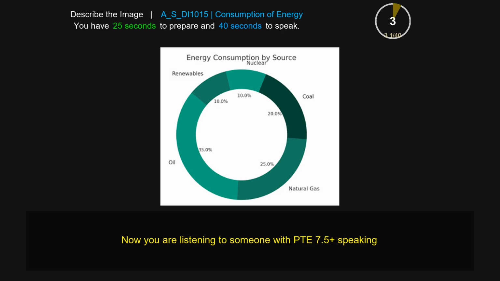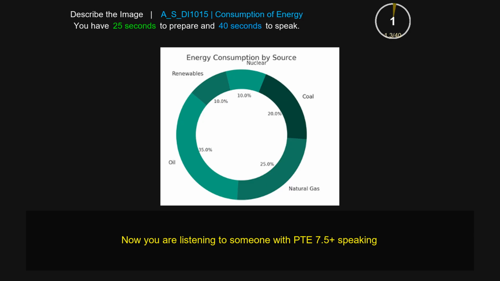This image provides information about energy consumption by the source, where it can be clearly visible that the peak point of this chart is oil with 35 percent, and the lowest point of this chart is nuclear and renewable with 10 percent. Over a quick glance, it is noticeable that natural gas is 25 percent, coal is 20 percent. All in all, this image provides information about energy consumption by the source.